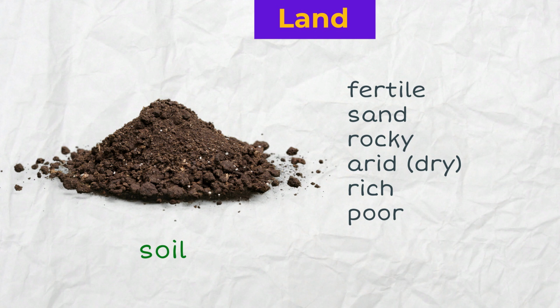By the way, the land itself, or to be more exact, the soil, may be fertile, sandy, rocky, arid, which means dry, not fertile, rich, or poor. Forests cover 31% of the global land area. More than half of the world's forests are found in only 5 countries: the Russian Federation, Canada, Brazil, the United States of America, and China.